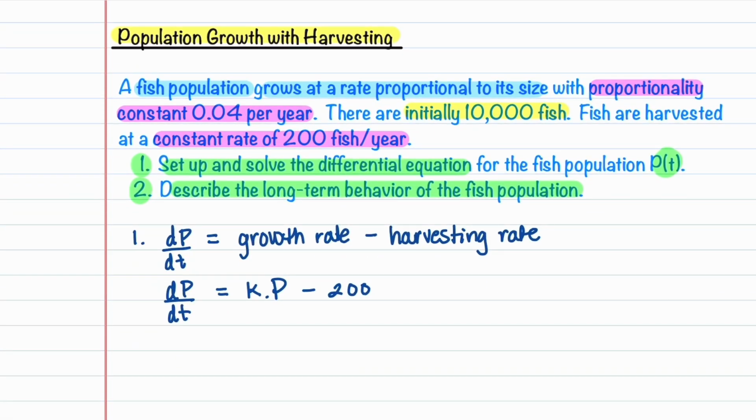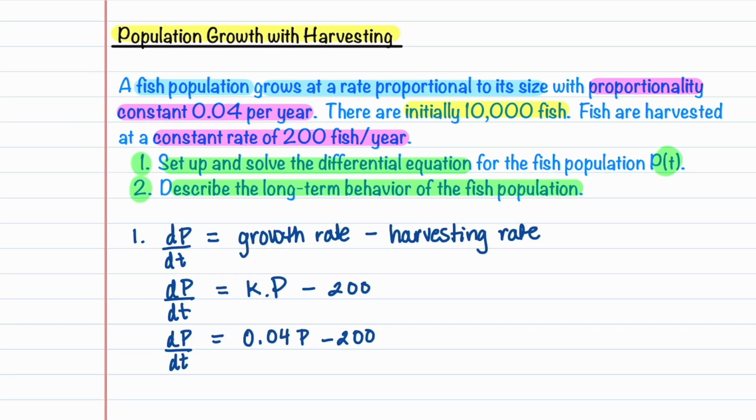Now we can go ahead and substitute in what k is. We are told that we have a proportionality constant 0.04 per year. So we can write this as dP/dt is 0.04P minus 200. And we can also add on our initial condition. We are told that the initial fish population is 10,000. So we can say that P at 0 is equal to 10,000. And there's our differential equation and the initial condition.